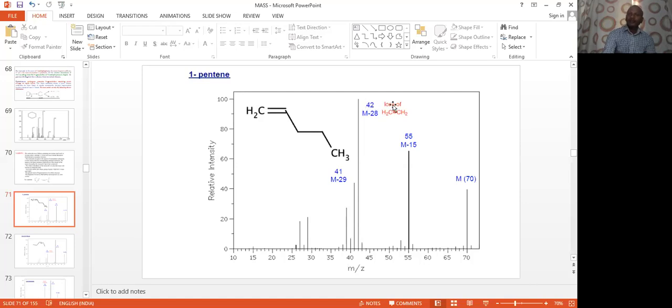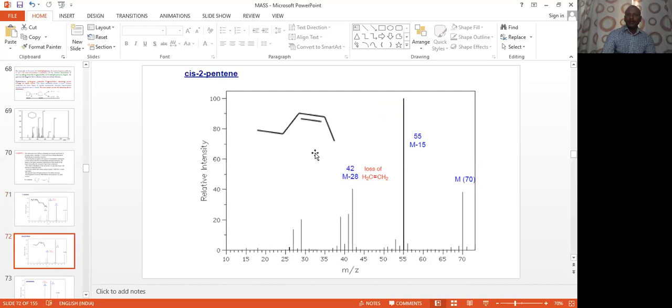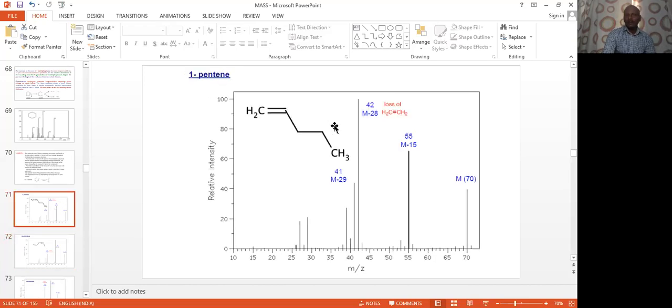The McLafferty fragment is this one, m/z value 42. So this is 1-pentene, which we have already discussed. Again, we are going through it. So next one is this. You have here 2-pentene. Okay, what we discussed is the terminal alkene.